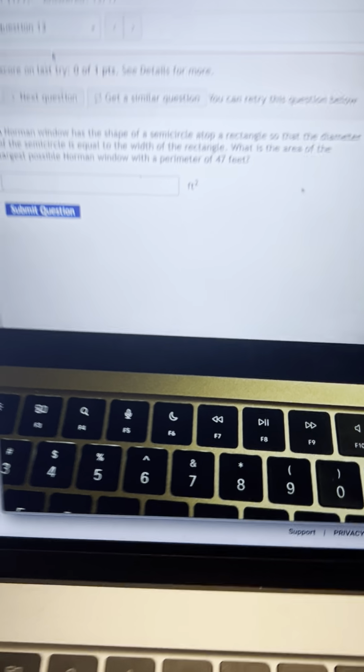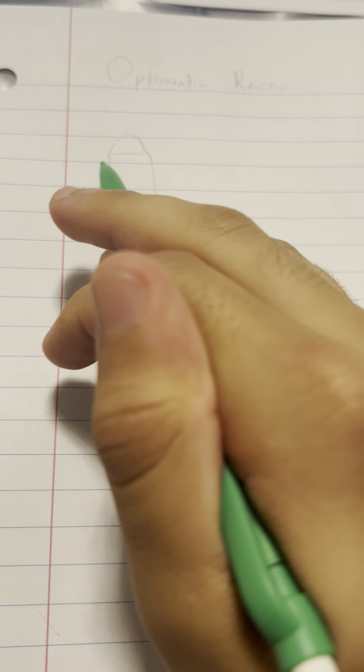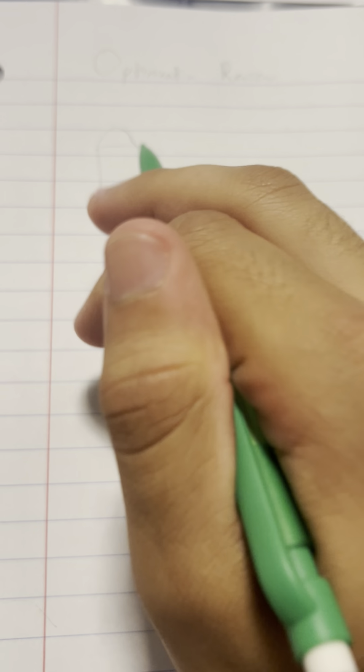Right now, I'm going to do this problem from homework, which is the normal window problem. Now, this problem, you have a semicircle on top of a rectangle, right? Now, the diameter of the semicircle is the same as the width right here of the rectangle. So we're going to call this distance x. We're going to call this distance y. And we know that this distance is x.